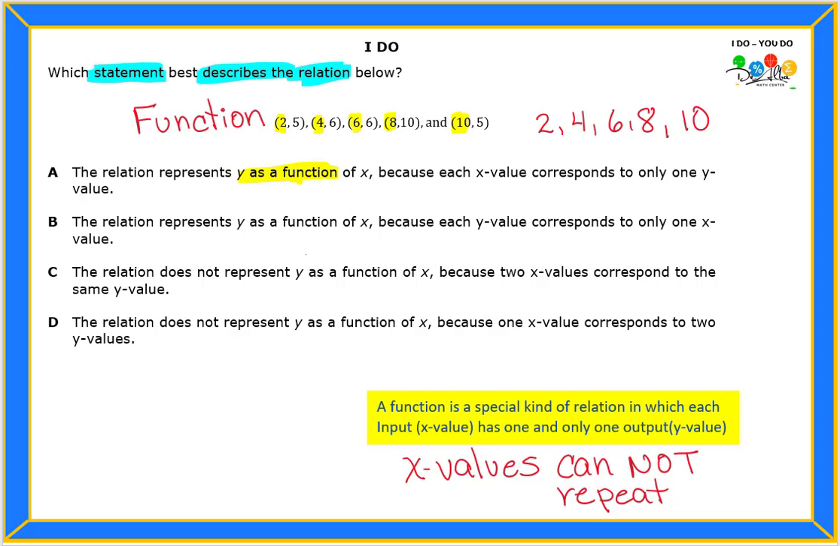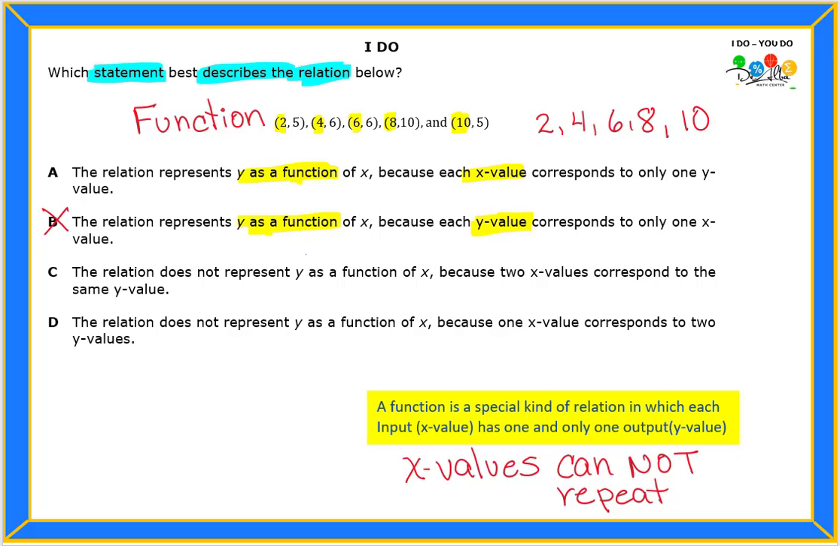What about B? It says the relation represents y as a function, so it also says a function. But then it says because each y value. Am I looking at the y values? No, I'm looking at whom? I'm looking at the x values. So letter B cannot be my answer.